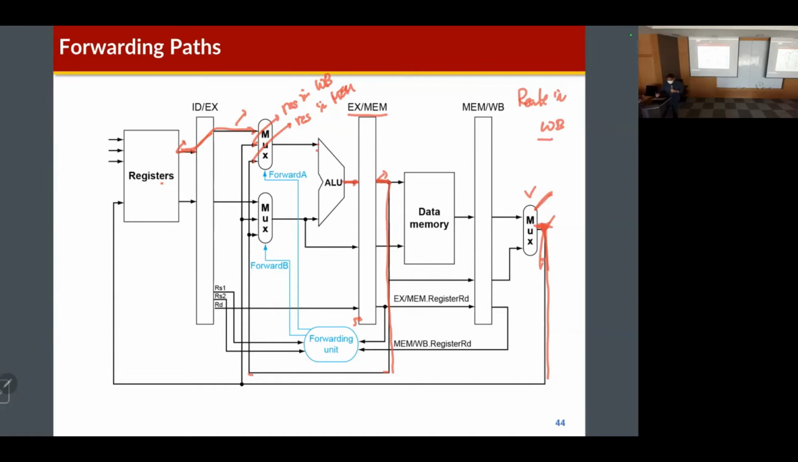So this result can be forwarded to the other input of the ALU, right? Input B of the ALU also receives one input from the output of the register file, and then the result of the write back, and then the result from the memory stage. So we need two data forwarding multiplexers, because the ALU receives two operands, two inputs. Here and here.